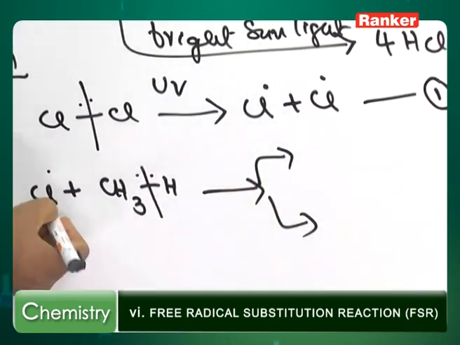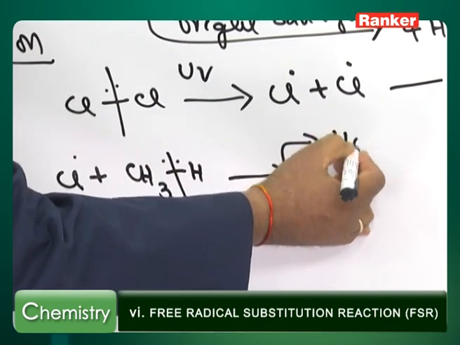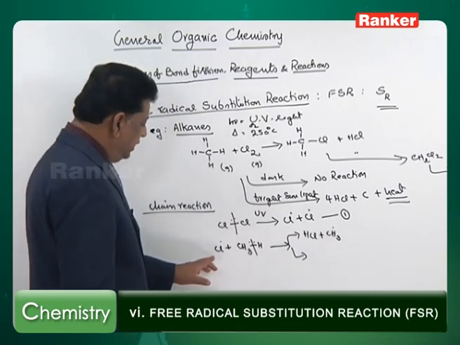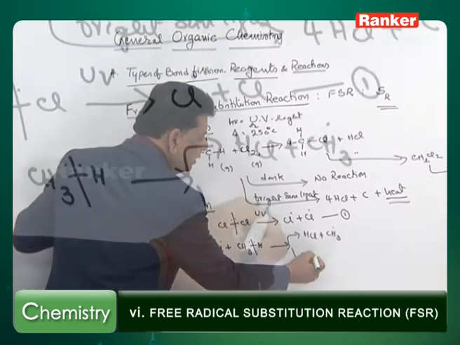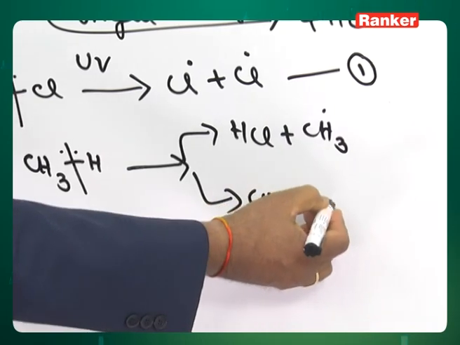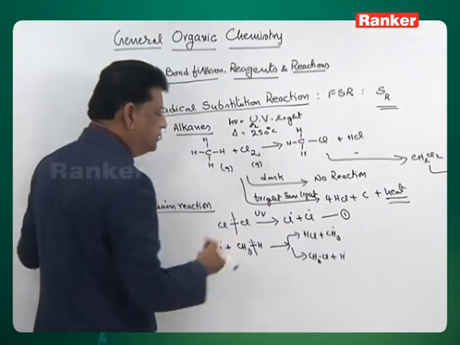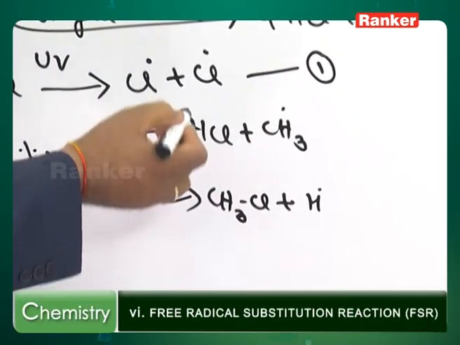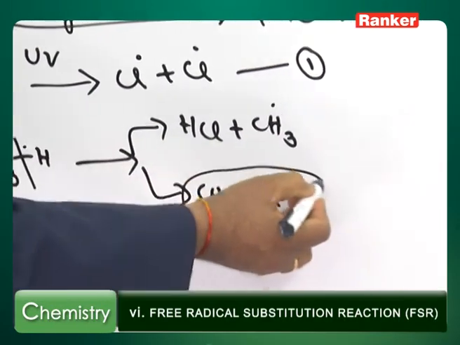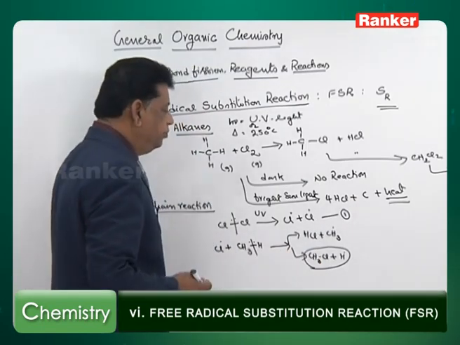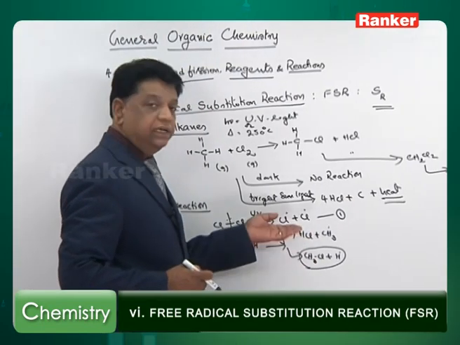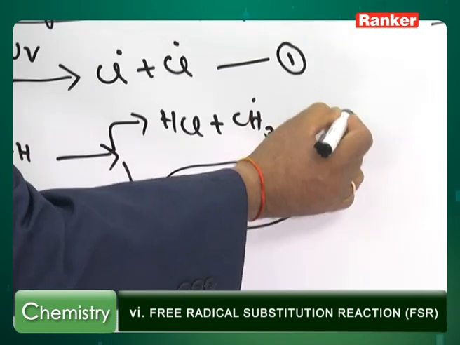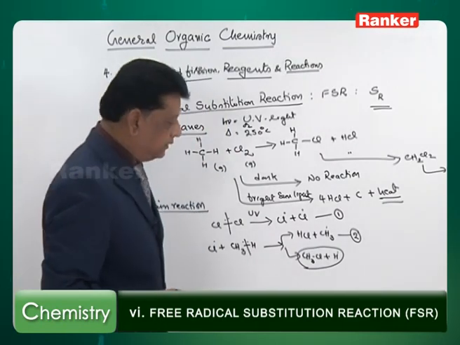One is reacting with H, forming HCl and liberating the CH3 dot. The other is that it may react with methyl to get methyl chloride and liberate the H dot. Both are possible, but the potential energy of the first one is less, and the second one is not much stable. So, the first has less potential energy and is more stable, so this will take place. Let us recognize this as the second step of the reaction.